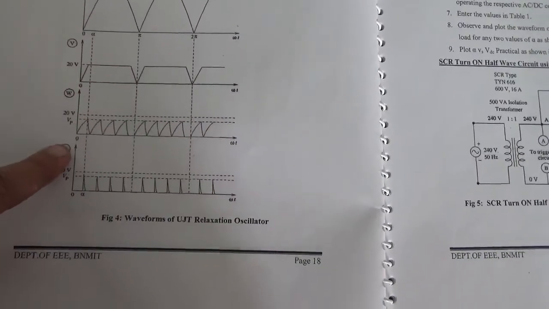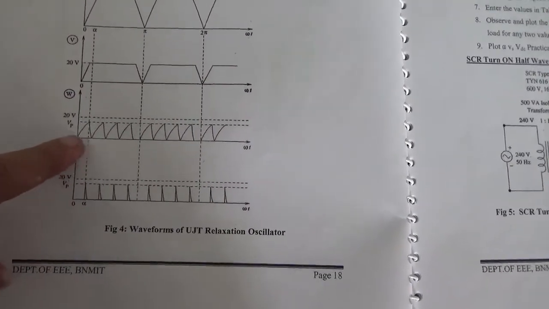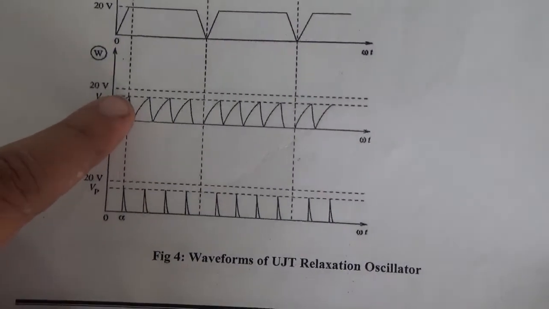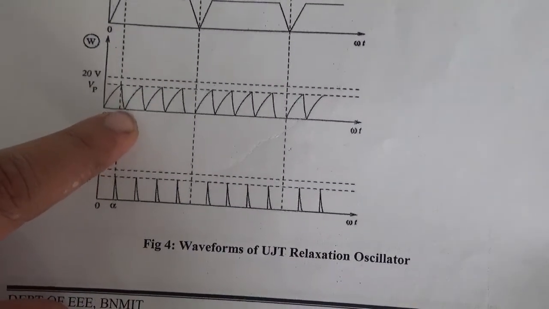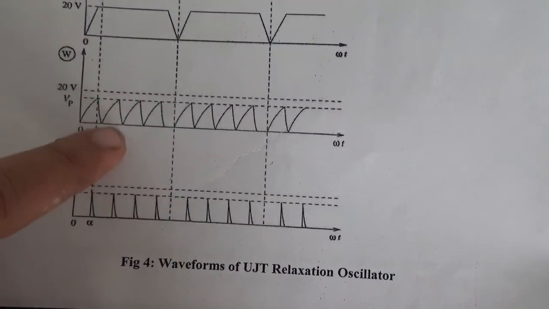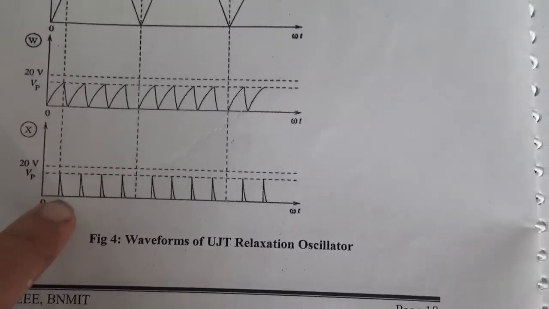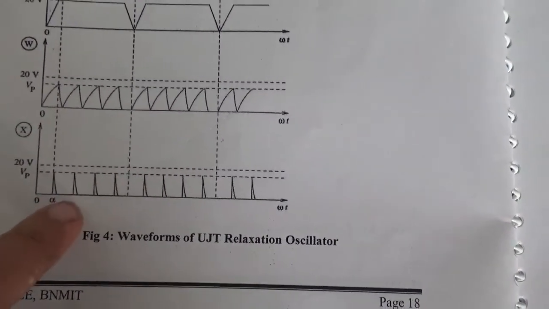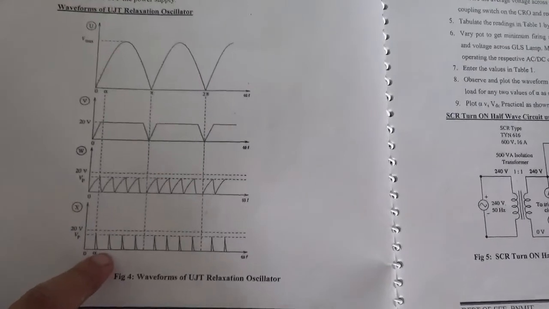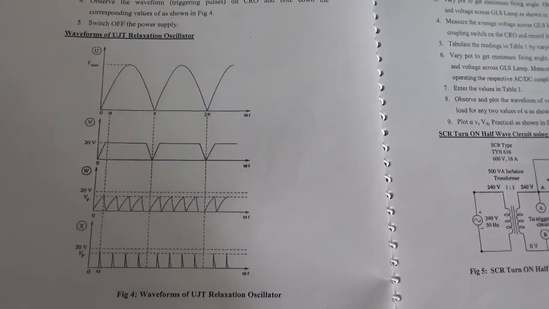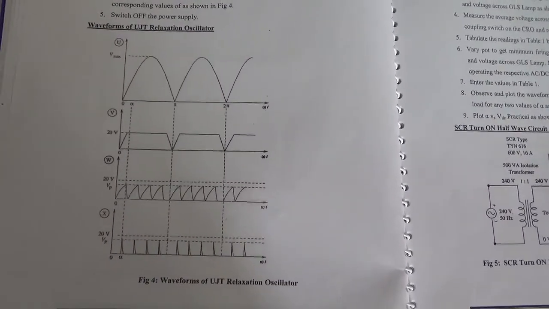Then this waveform is the capacitor charging and discharging. This is the peak point and this is the valley point, and whenever the capacitor discharges, pulses are obtained across G1 and K1. Okay, now we have seen all these waveforms. I want you to draw all these waveforms in the graph sheet.